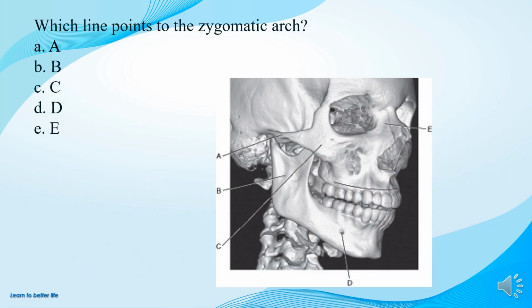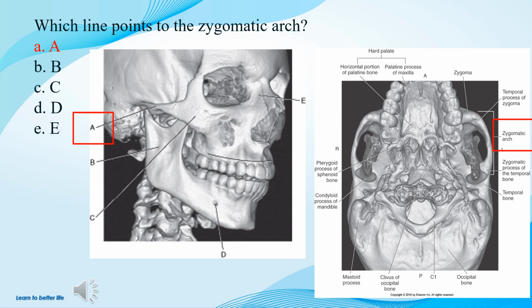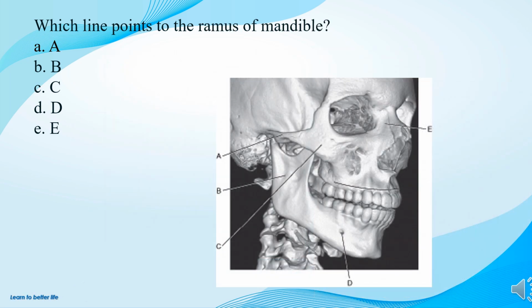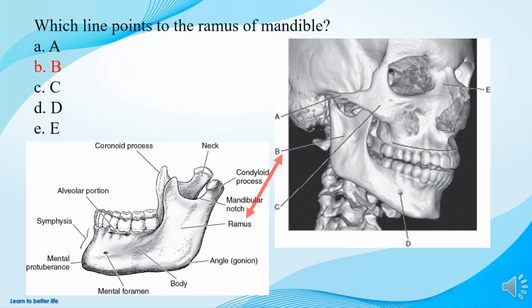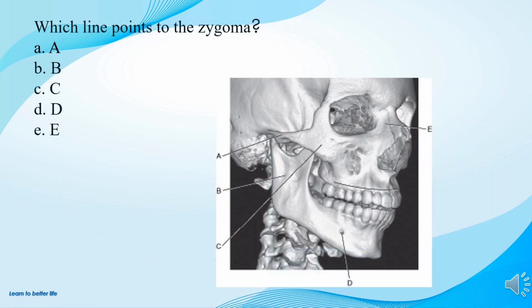Which line points to the zygomatic arch? A, B, C, D, or E? The answer is A. Please look at both pictures. Which line points to the ramus of the mandible? The answer is B. What about the zygoma? Zygoma is at C.